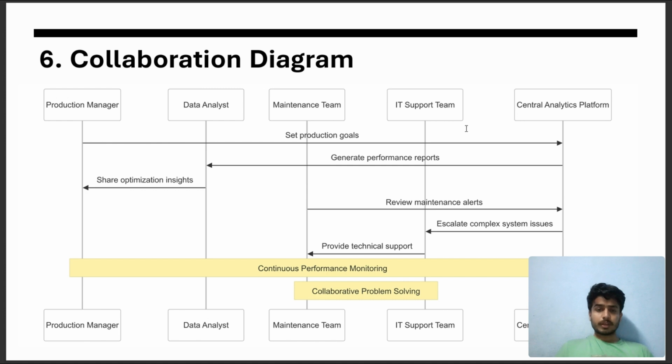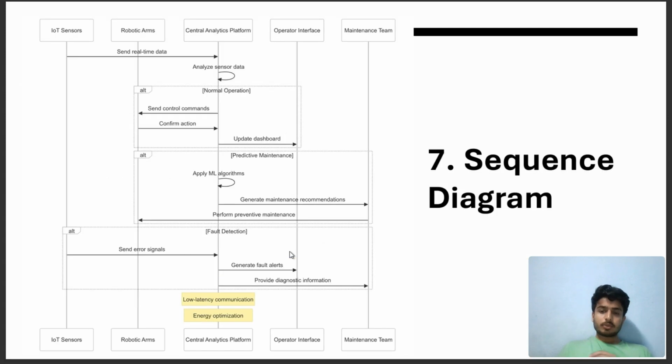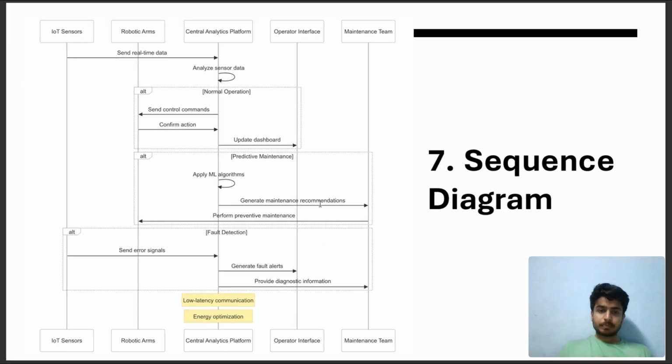Two cross-cutting processes are essential: continuous performance monitoring across all departments and collaborative problem solving between maintenance and IT. These two tasks are performed by a single individual stakeholder without the involvement or collaboration of each other. The next diagram we are going to talk about is the sequence diagram.